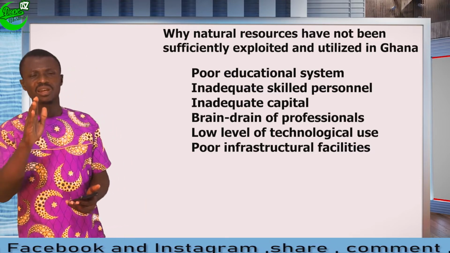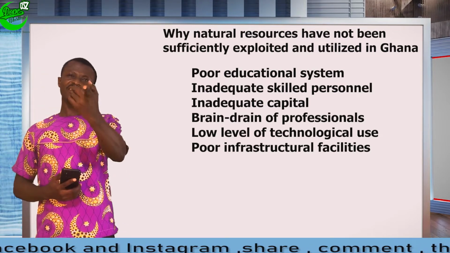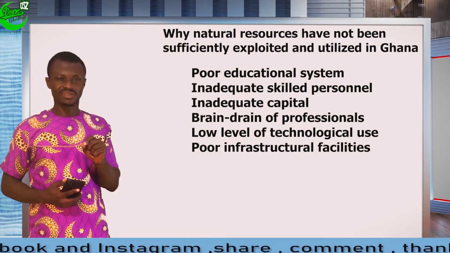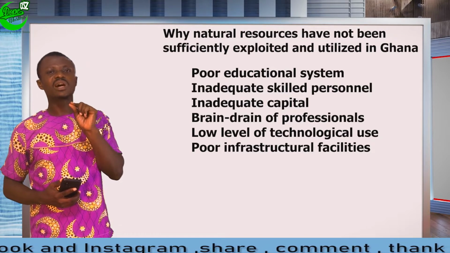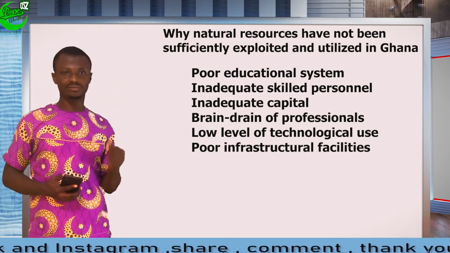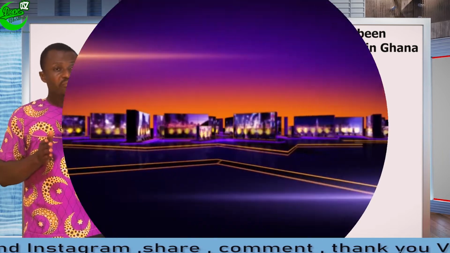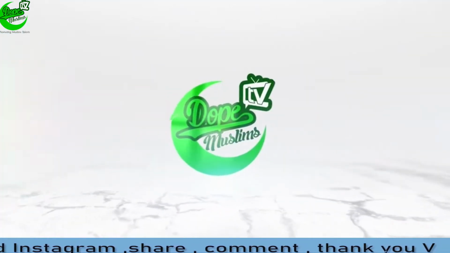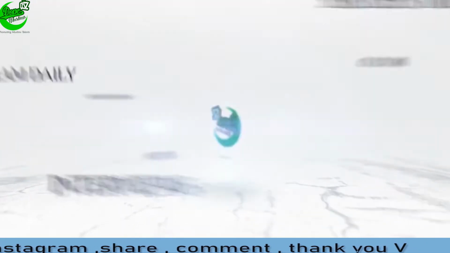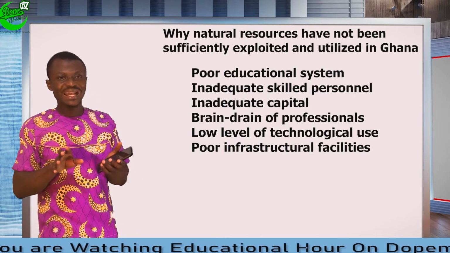We can also talk about brain drain of professionals. In the second point, I was talking about inadequate skilled personnel. The skilled personnel that we have are not adequate. But the few that we have, they are leaving. They are going outside. That's why we call it brain drain. The few professionals that we have in the country, that we are even complaining are not adequate, they are leaving to go and apply their trade elsewhere.